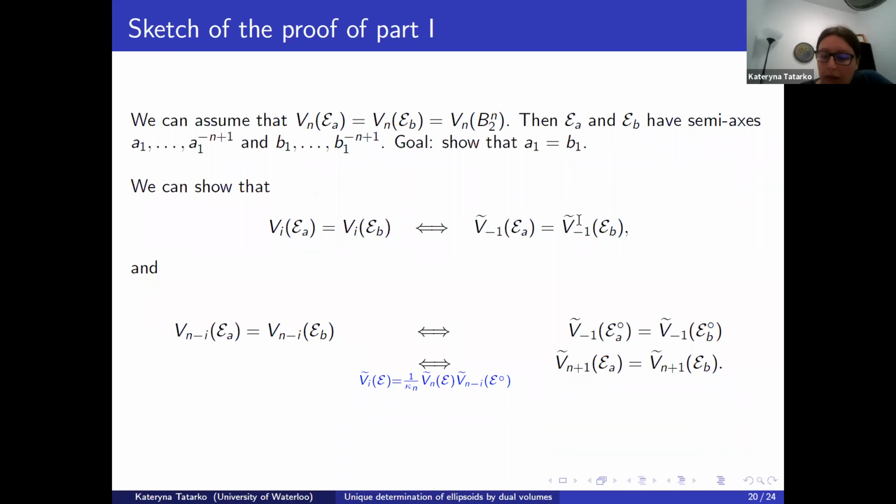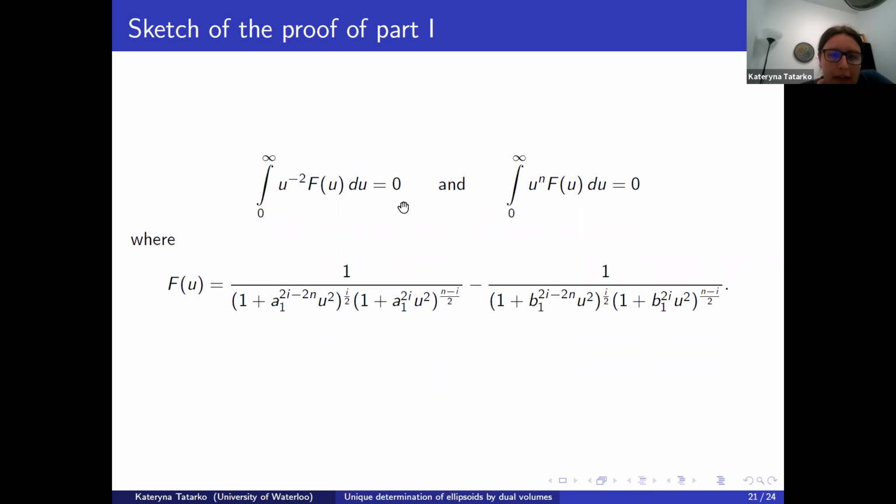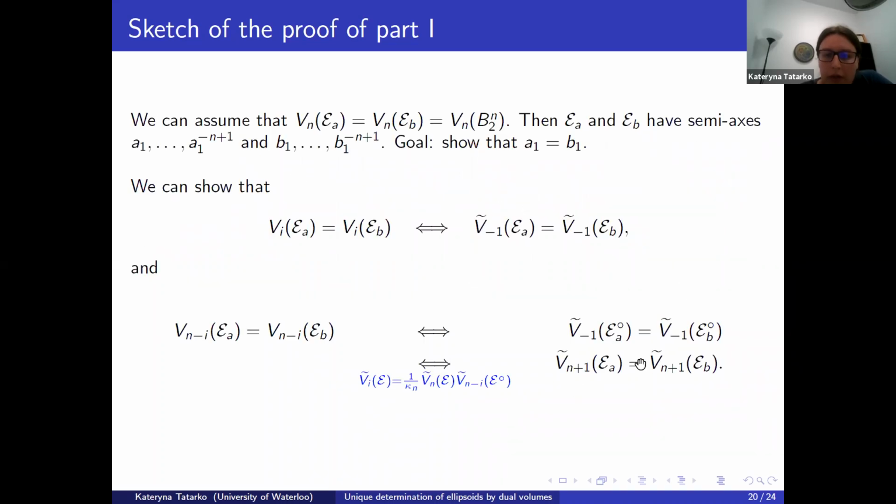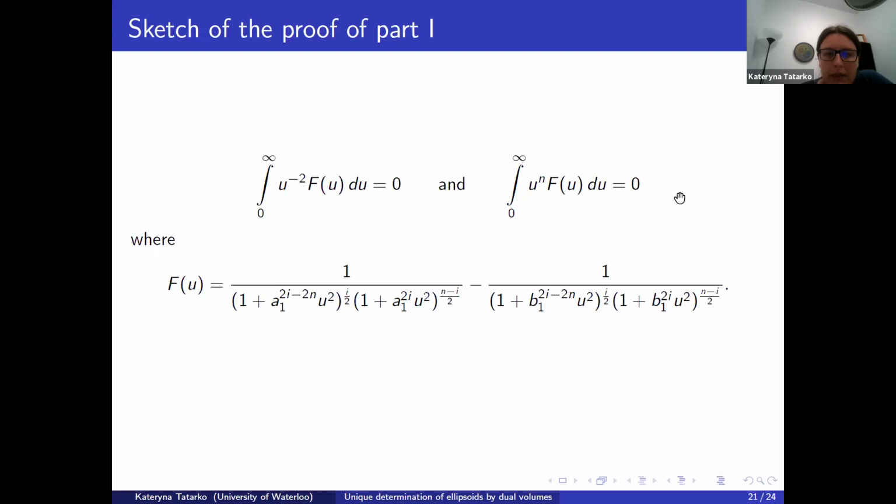Okay, so what we have now are these two conditions on dual volumes. We can rewrite them in this integral form using the previous representations. But now the function F will depend on these parameters a1 and b1. And in order to conclude the result, we again need to show that F is identically equal to 0, which will imply that a1 is equal to b1. But to do that, we need to show that F has at most one positive root. And this is not too difficult to do. Just by examining this function, we can show that it will have at most one positive root, which finishes the proof in this case.